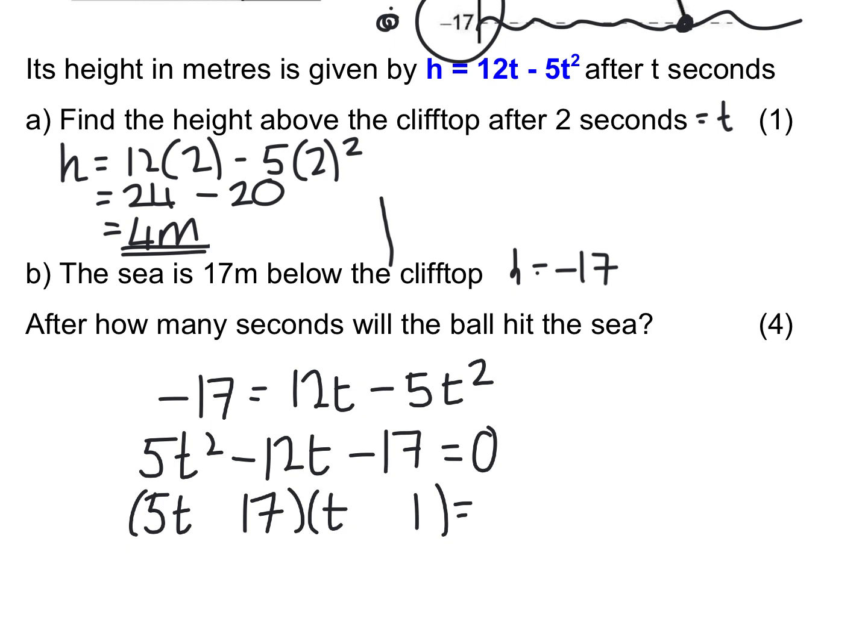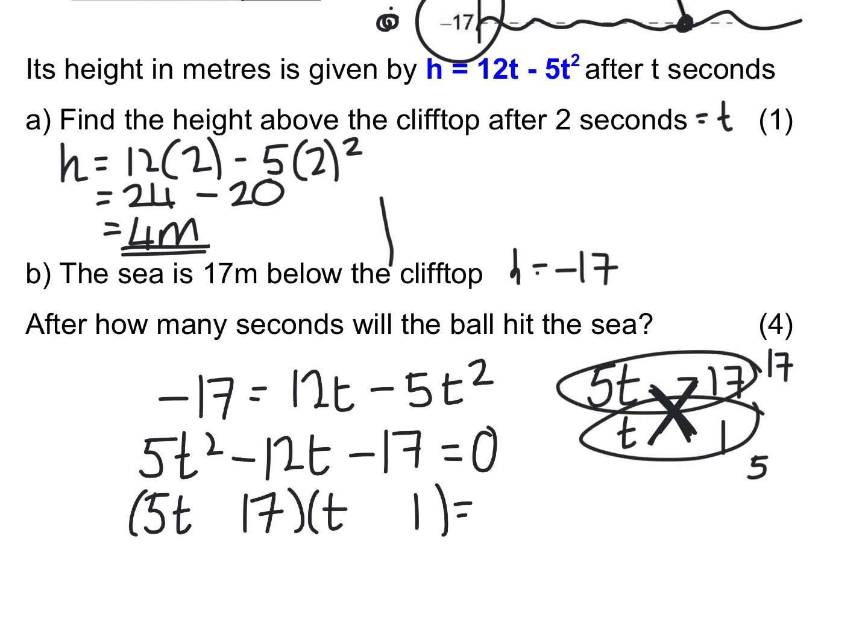This isn't how I teach it though. I teach my pupils to do this at the side. And they go 5t and t, cross multiply. We put the 17 there and the 1 there. And we go 5 times 1 is 5, following the diagonal. t times 17 is 17t. But to get minus 12, that must be negative 17. And then we circle our brackets.